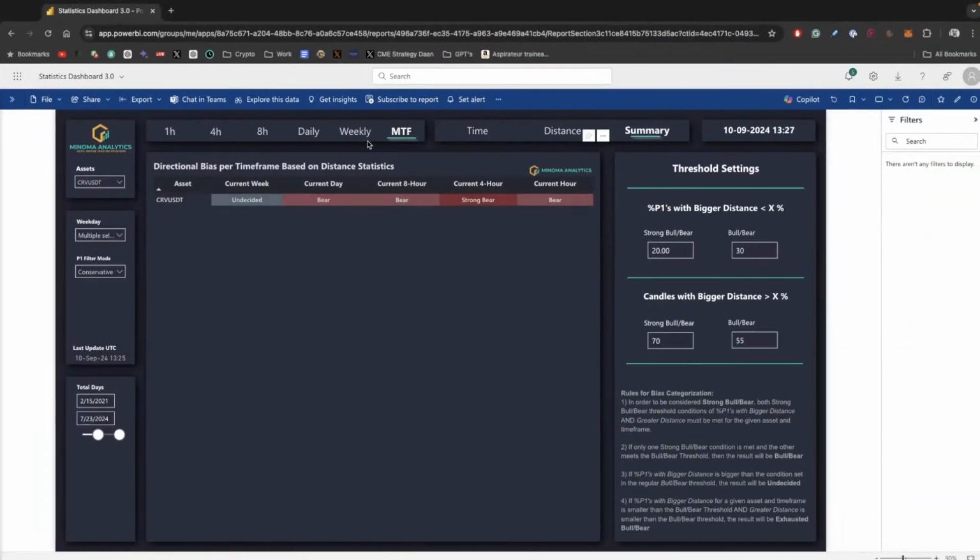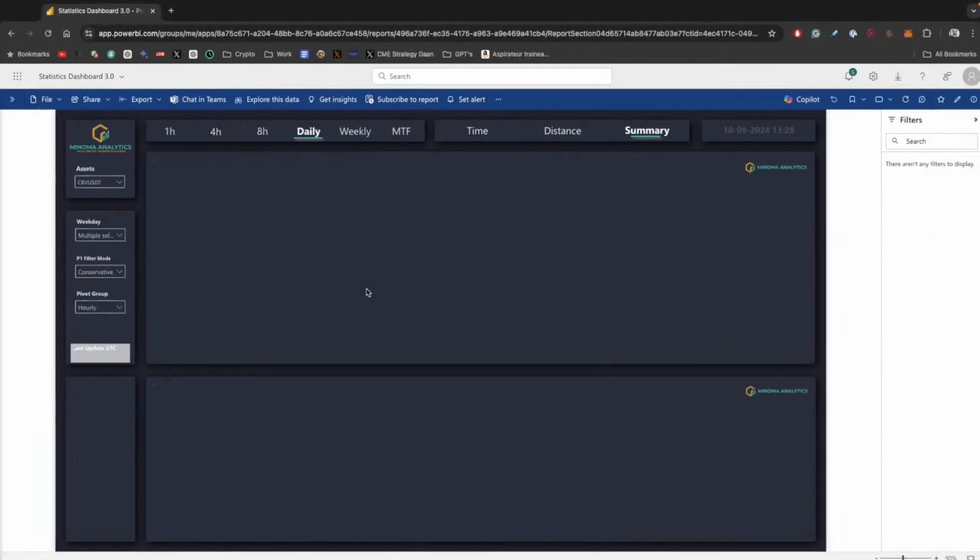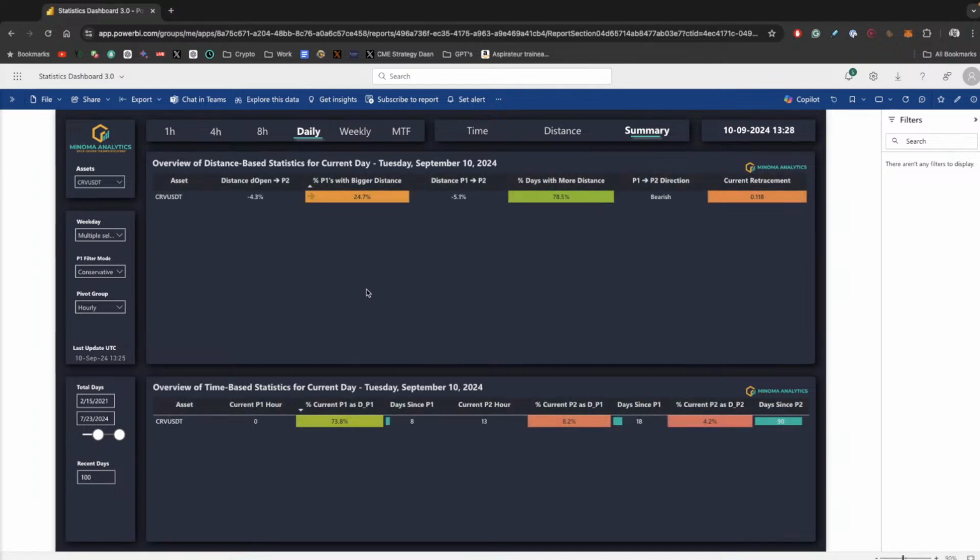Because once again, on the biggest one, the daily, well, that's on conservative. I have it on hybrid in this case. So 24.7, one out of four, but 14% on a hybrid filtering. Not a very high chance of taking that.